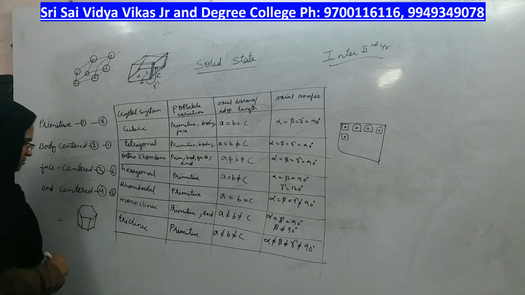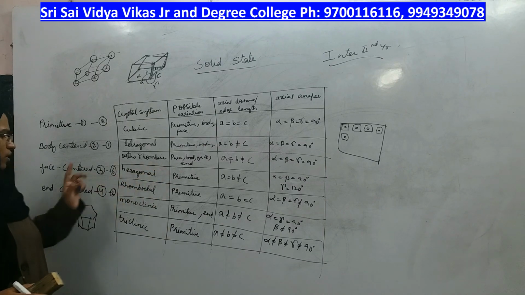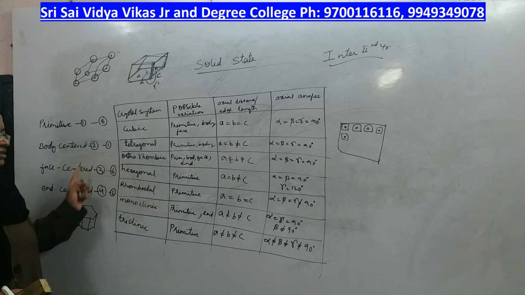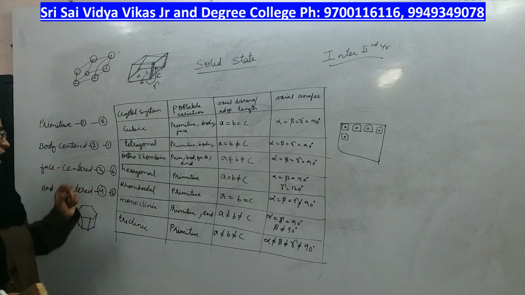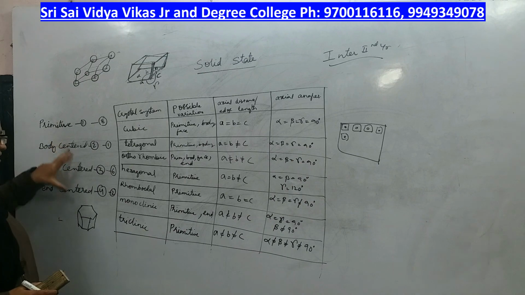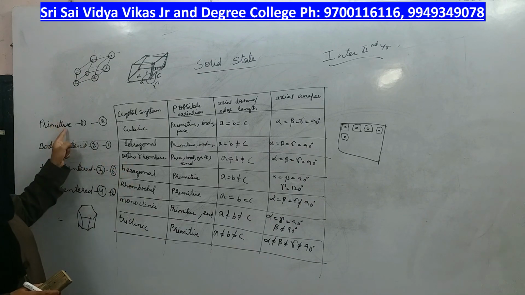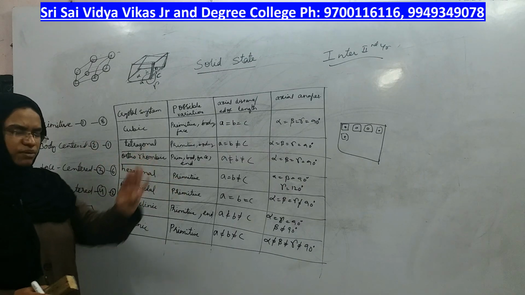This type of arrangement is called hexagonal. In the hexagonal shape, only the primitive type is possible. You cannot have body centered, face centered or end centered. All these three centered types are not possible. Hexagonal can give only primitive, that means the corners are occupied, that's it.